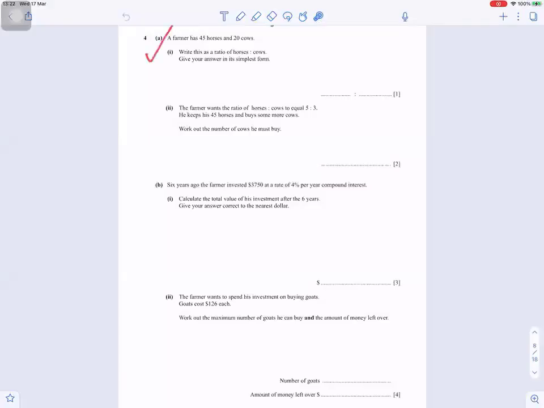Here's question number 4, part A, 4B. Press pause and have a go at it, and when you're ready to see the answers, you press play.